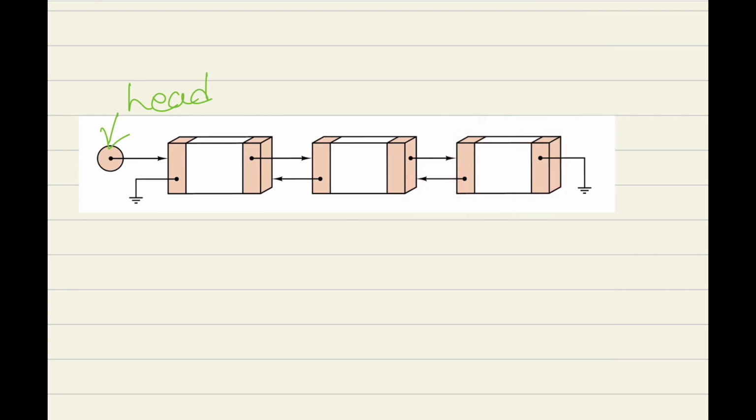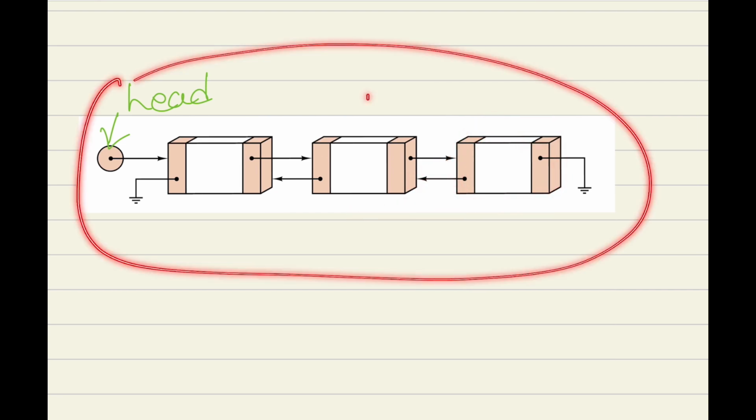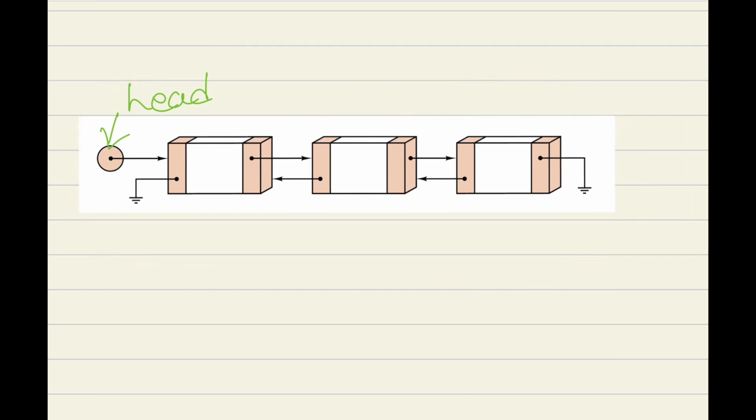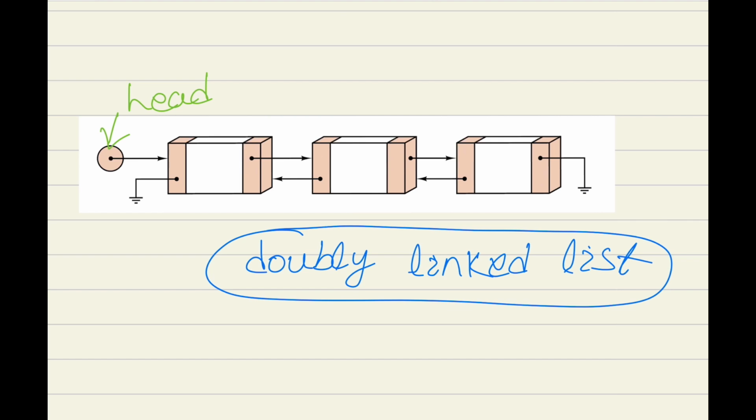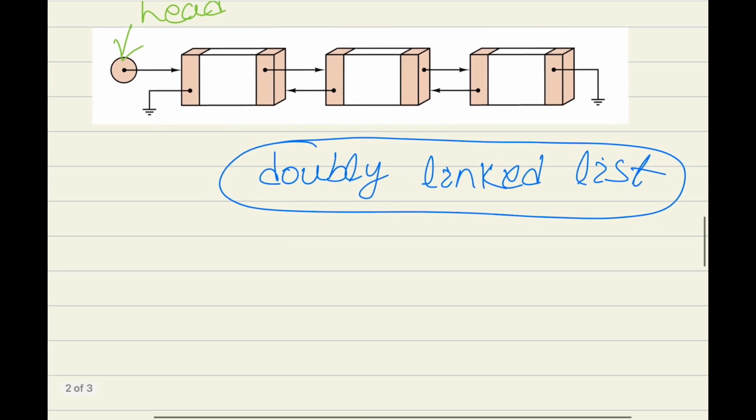If we keep two links in a node like this structure, then we can easily traverse in both forward and backward directions through the list, and such a list is called a double linked list. Such a type of structure or such a type of list is called a double linked list. Then how to define a node in Java?